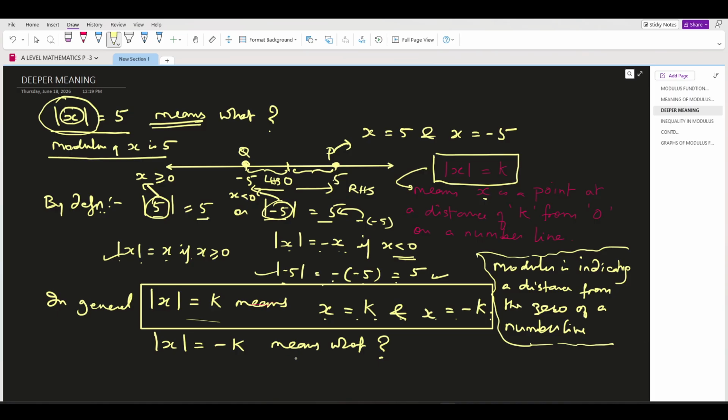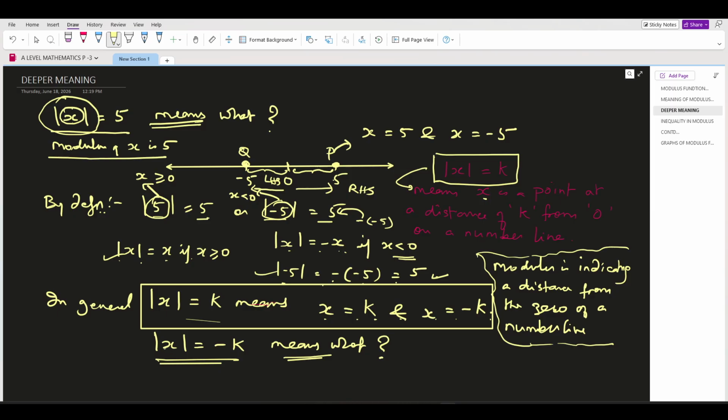Now, here's a tricky one. Modulus of x is equal to minus k. What is the meaning of this? Now here, don't jump to any conclusion very fast and try to say that again, modulus of x equal to minus k means the distance from the 0 on the number line is minus k, or distance from the number line is k, but on the left hand side. No, that will be wrong.